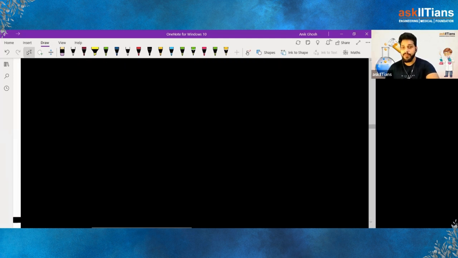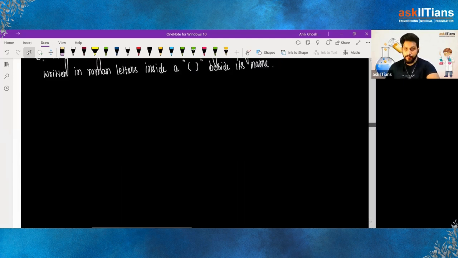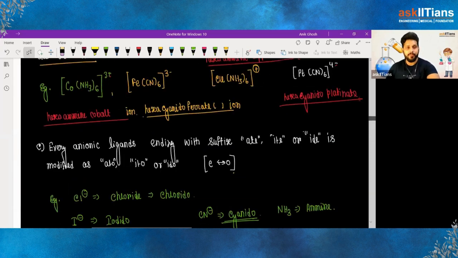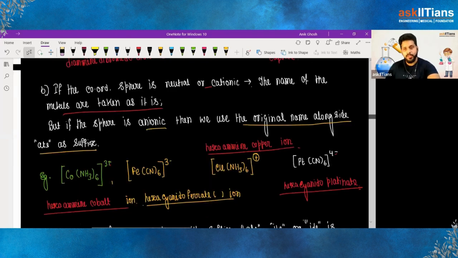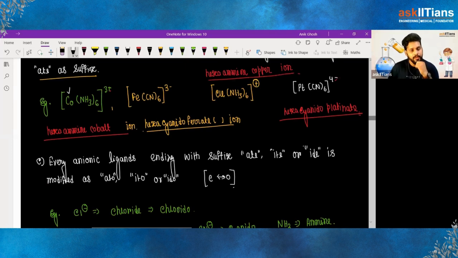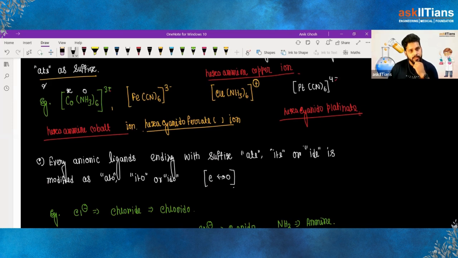What you have to write is, every single time, the Roman numeral primary valency beside it. So let's say this is the coordination sphere. The central metal atom would be this guy. What is the primary valency of this guy over here, guys? Figure it out. x plus 0 equals plus 3, so x equals plus 3. So hexaamminecobalt(III).